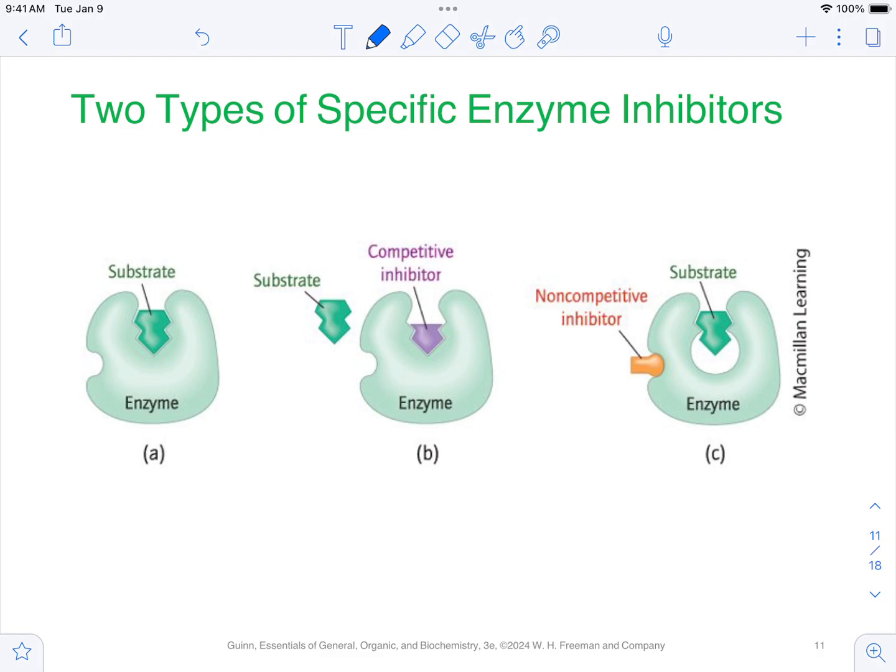There are 2 types of these enzyme inhibitors. We have something called a competitive inhibitor, and we have something called a non-competitive inhibitor. We'll get to these in the next couple of slides. The biggest difference is your competitive inhibitor is competing with your substrate. Both of them want to get to the active site, and it's a competition. Your non-competitive inhibitor does not want to go to the active site. It can bind anywhere on the enzyme and still do damage.